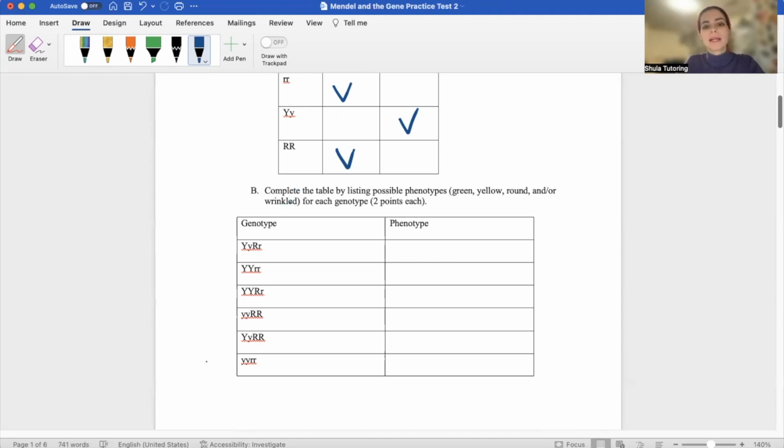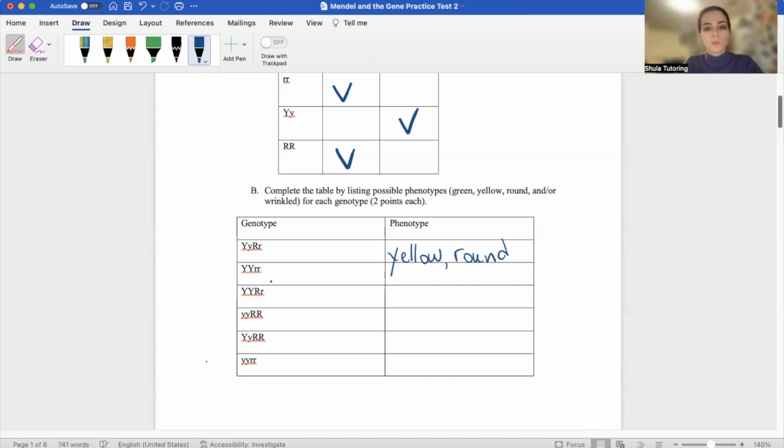Complete the table by listing possible phenotypes: green, yellow, round, and or wrinkled. Those are all characteristics of seeds for each genotype. It begins with the gene for the color, and then what follows is the gene for the shape. The first genotype, we have one copy of the dominant allele for the color. That's enough for that seed to be yellow. And the same with the shape. We have one copy of the dominant, so the seed is going to be yellow and round.